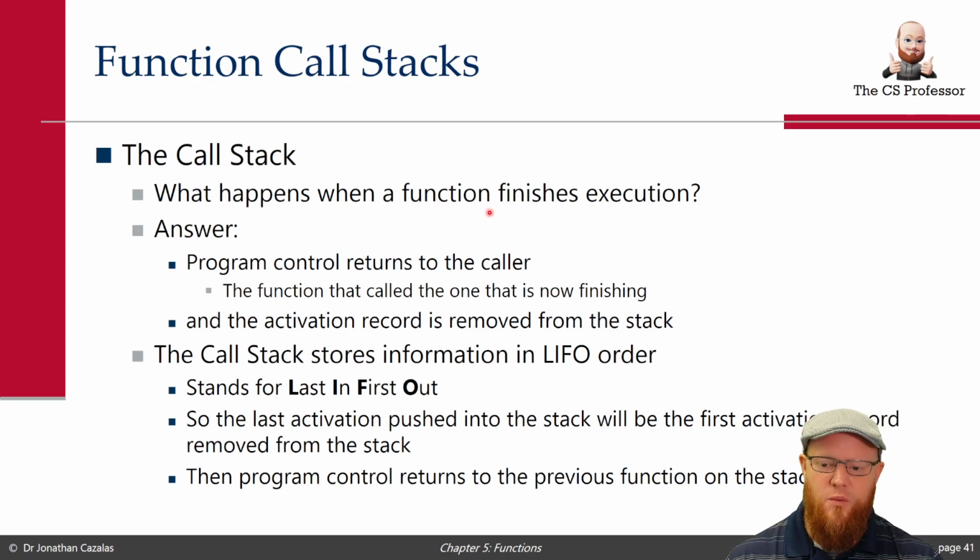So what happens when a function finishes execution? The answer is the program control returns to the caller. So once that get letter grade function completes and it's returning that D, that get letter grade function is removed from the stack. That activation record is removed from the stack, and program control goes back to main, which was paused. Now it's no longer paused, and main continues. So that's just an introduction on function call stacks and activation records. That's really normally all we're going to talk about in this introductory course, but it's important to understand how that works.